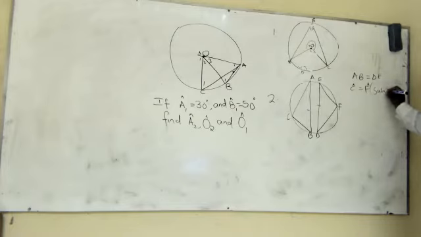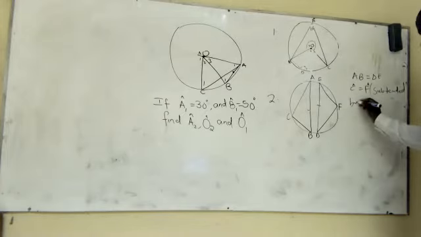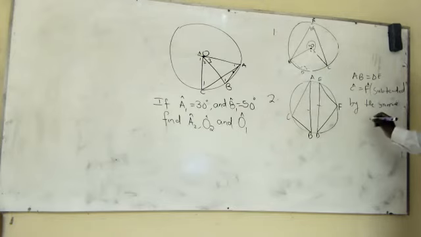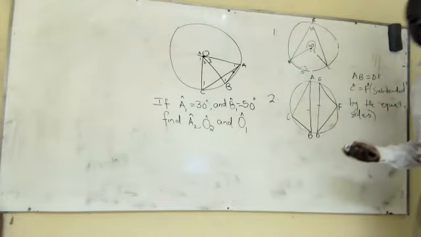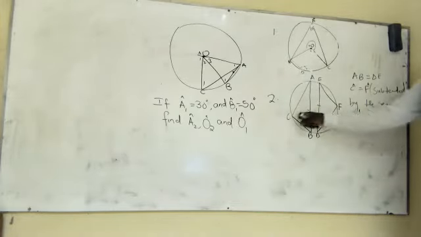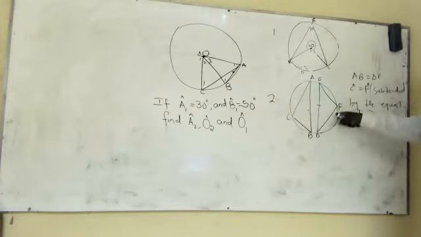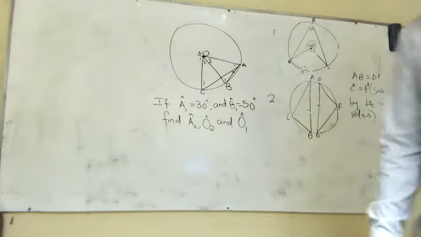Because they are subtended by the same, or equal, let me use equal, by the equal sides. They are subtended by the equal sides or equal chords or same chords. It's the same thing. So angle C and angle F are equal because they are subtended by what? By the same chord. Are we all together?